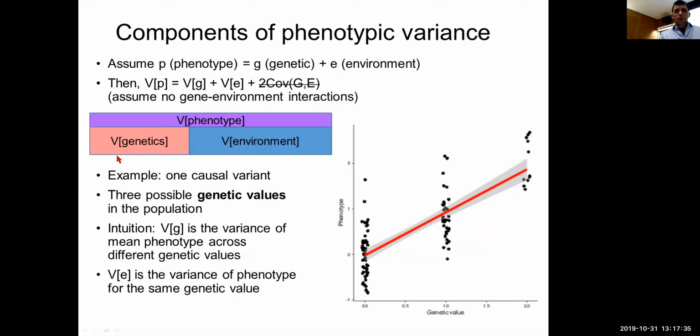Okay. So if I only have one causal variant, and it's basically, you know, 0, 1, or 2 with some dithering, then there's 3 possible genetic values in the population, 0, 1, or 2. And the intuition is that the variation in the phenotype is how much of that overall variation I can explain simply by the genotype, okay? And if these distributions were very tight around that line, heritability would be 1. But any kind of deviation from that red line is environment. Raise your hand if this makes total sense. Great. Any questions so far?